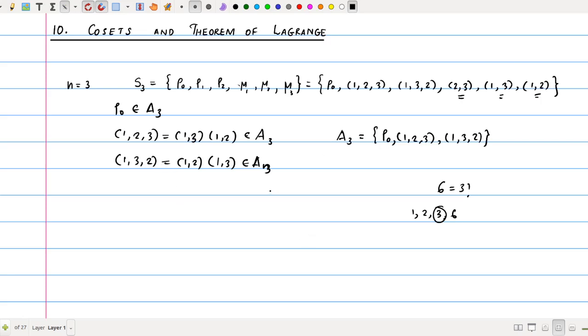So we will discuss this further. In order to discuss the theorem of Lagrange, in section 10 we will discuss cosets. So first of all we define cosets.